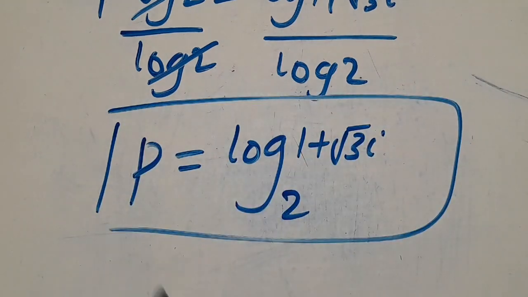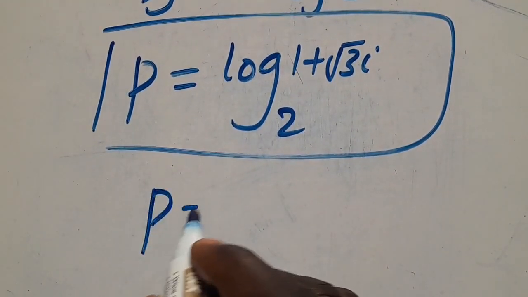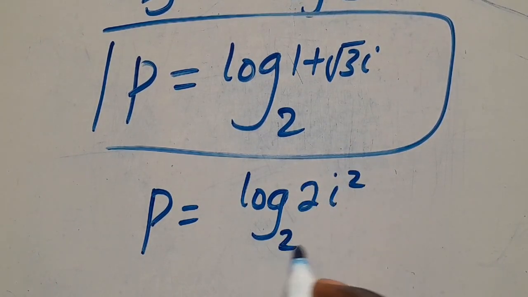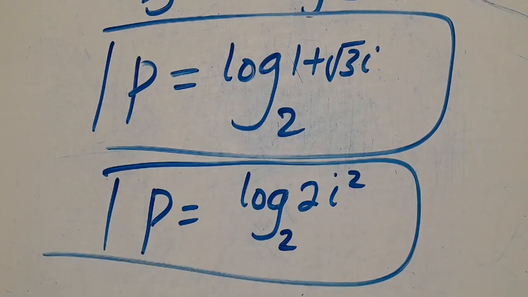Yes, another solution. We also have p equals log of 2i to the power of 2 in base 2 as another solution in complex space. This is a complex solution. We don't have a real solution.